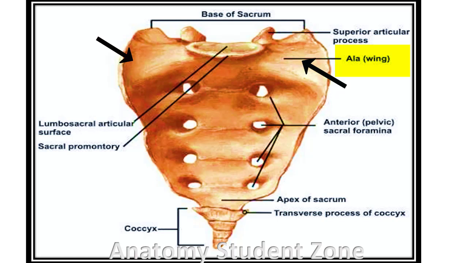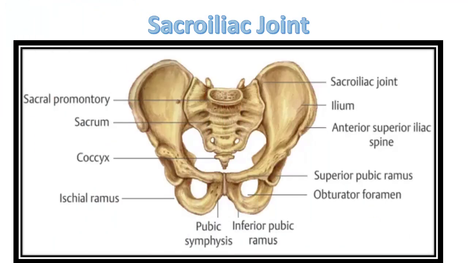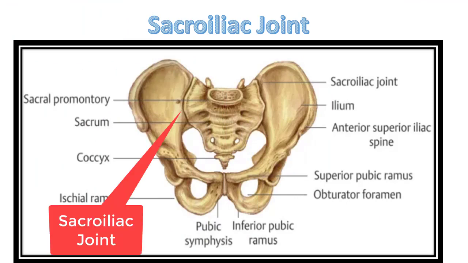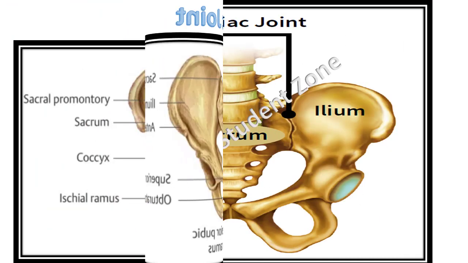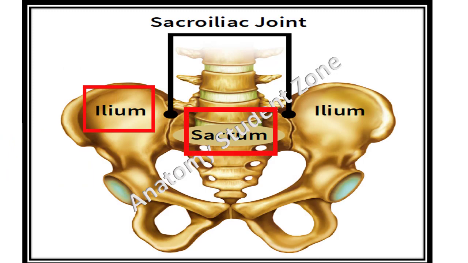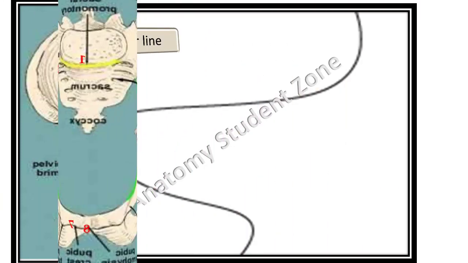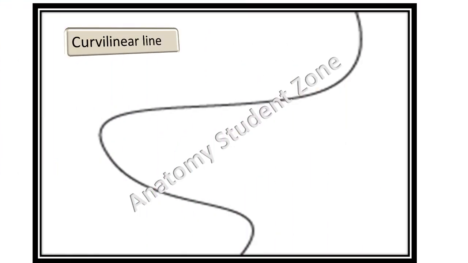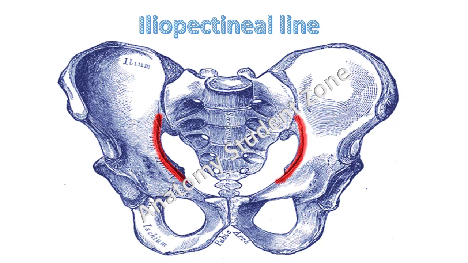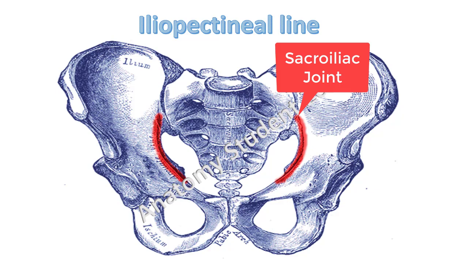The ala are fan-shaped structures. They are laterally located and they are located on the base of the sacrum. So the ala continue into the sacroiliac joint. And as you know, the sacroiliac joint connects the sacrum to the hip bone. So the fourth point is the iliopectineal line. Iliopectineal lines are curvilinear lines. As you can see how the curvilinear lines are shaped in this image, these lines run from the sacroiliac joint to the symphysis as shown.